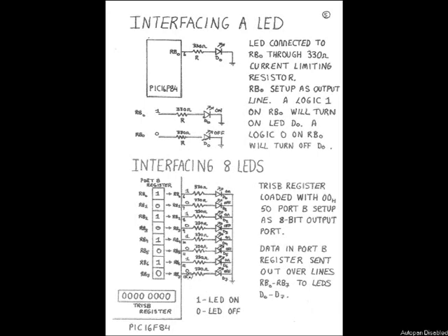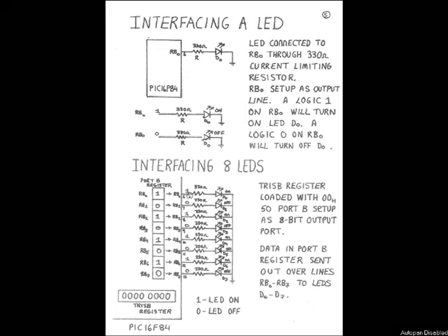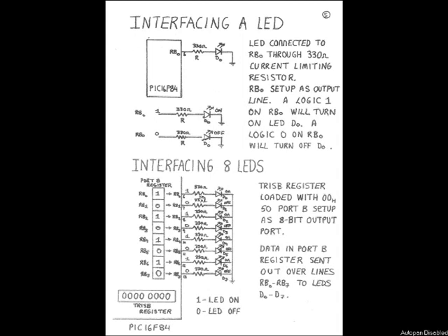So logic 0 has been sent out here on RB7. So this LED here is off. Logic 1 has been sent out on RB0. So this LED is on. Now inside, in my PIC microcontroller, I have 2 registers. I've got the port B register and I've got the TRIS B register.